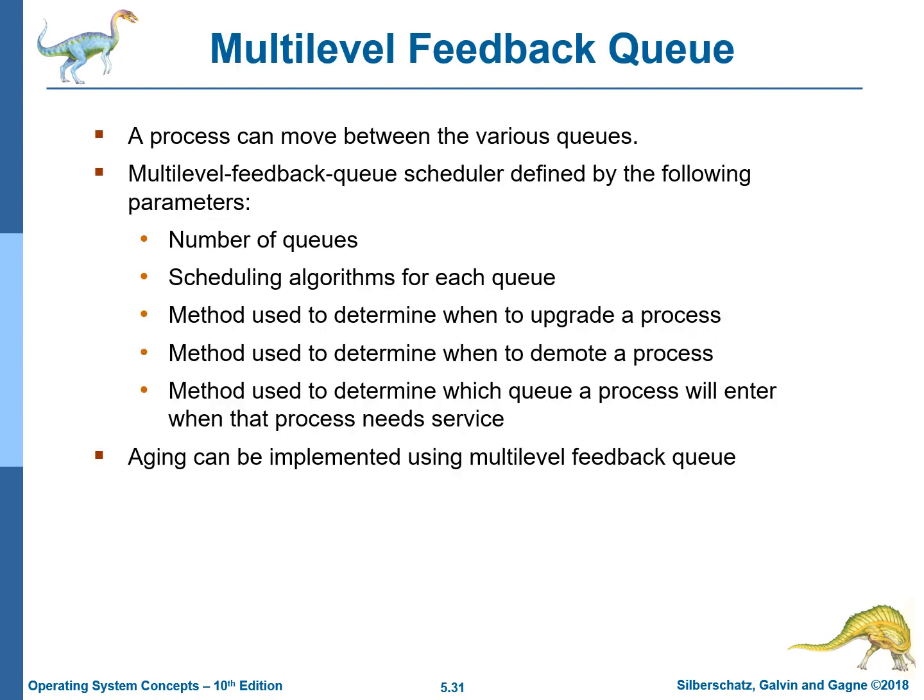Multi-level feedback queue. A process can move between the various queues. A multi-level feedback queue scheduler is defined by the following parameters: number of queues, scheduling algorithms for each queue, method used to determine when to upgrade a process, method used to determine when to demote a process, and method used to determine which queue a process will enter when the process needs service. And aging can be implemented using a multi-level feedback queue.